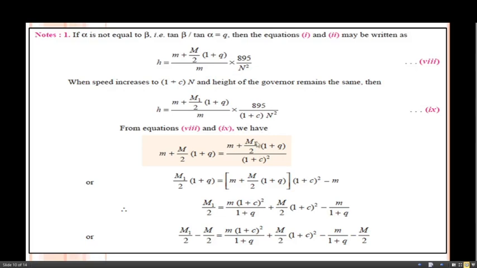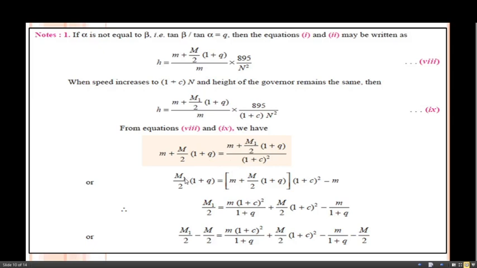So the common part gets cancelled, and the other part is in front of you: (M plus capital M1 by 2 into 1 plus q divided by 1 plus c) whole bracket square. Okay, now simplify this one. Consider this term towards one side and the remaining terms towards the other side.